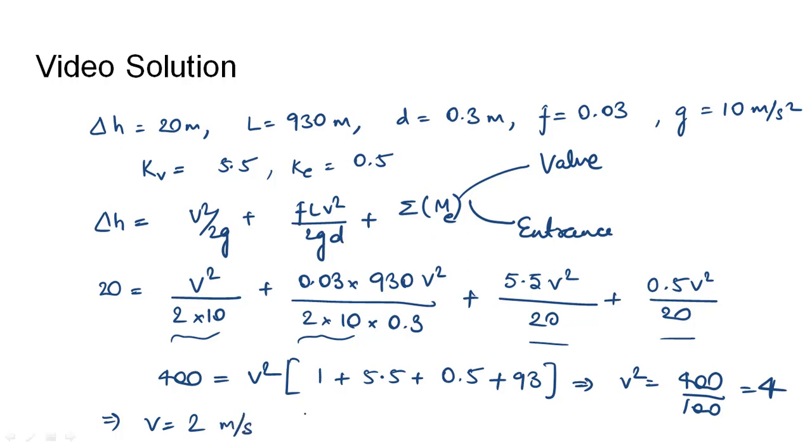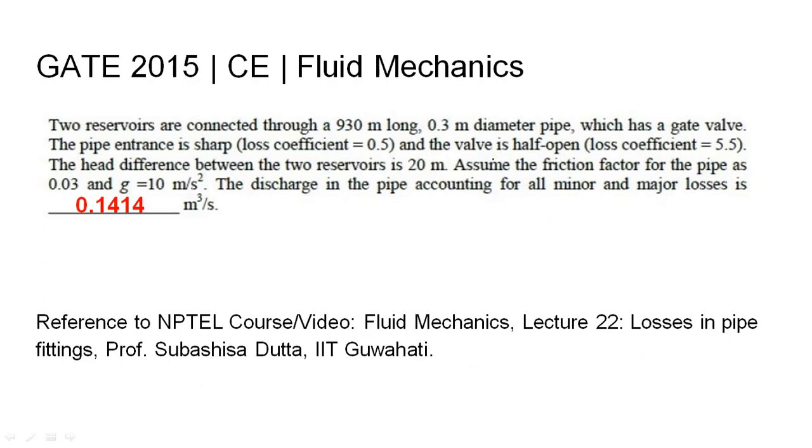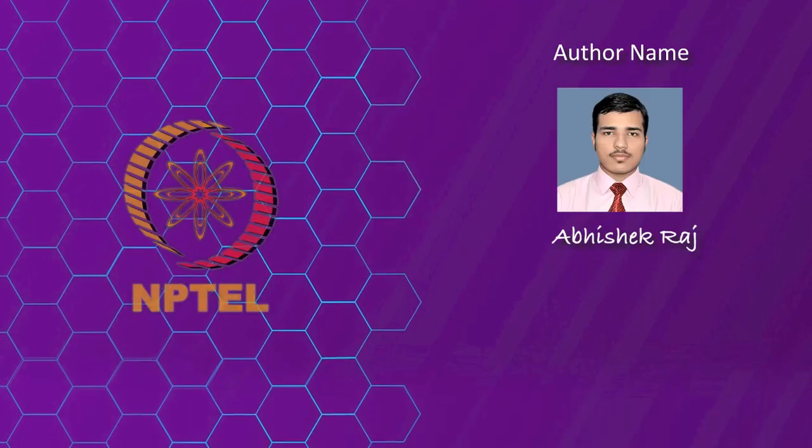Now we need to find the discharge in the pipe. So discharge will be equal to the area into velocity. So area would be pi d square by 4 into velocity. So pi is 3.14, d is 0.3 square by 4 into velocity, that is 2. This would give the value as 0.1414 meter cubes per second as the discharge in the pipe. So the discharge in the pipe accounting for all minor and major losses is given by 0.1414 meter cube per second. The relevant NPTEL reference has been listed.